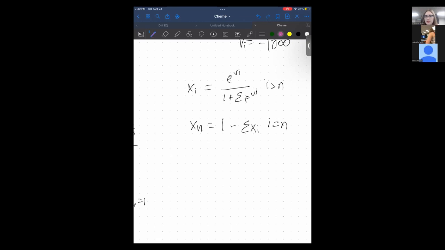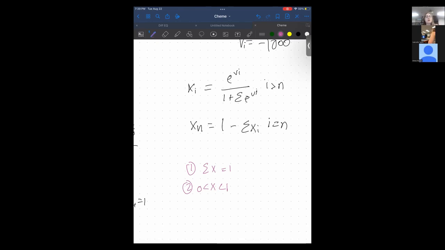So let's write down the rules that we need for this. The summation of all of our mole fractions has to equal 1. And then our second rule for this is that our mole fractions have to be between 0 and 1.